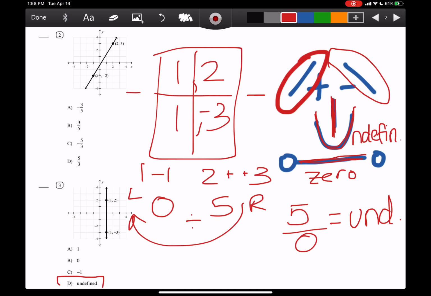And another way that you can look at it as well, we can take our 2 points, 1, 2, and 1, -3. Make a table. Have my X values and my Y values. Ask yourself, is this a function? No, it's not a function because the X's repeat. Remember, if your X's repeat, you can't have a function because the slope will always be undefined.